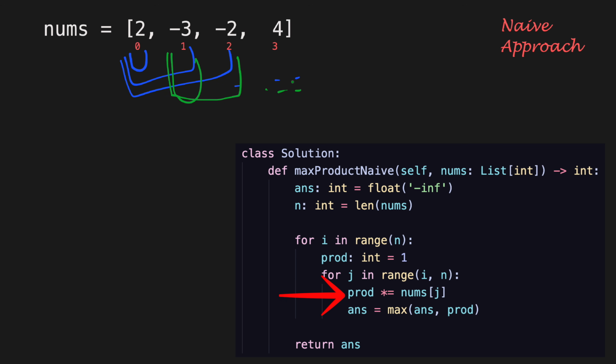And then for each subarray, we calculate the product of its elements and the maximum among them will be our answer. Now the time complexity of this approach is O of n square because of the two nested loops needed to generate all possible subarrays, which is inefficient. And to improve upon this quadratic time complexity, let's look at some cases.